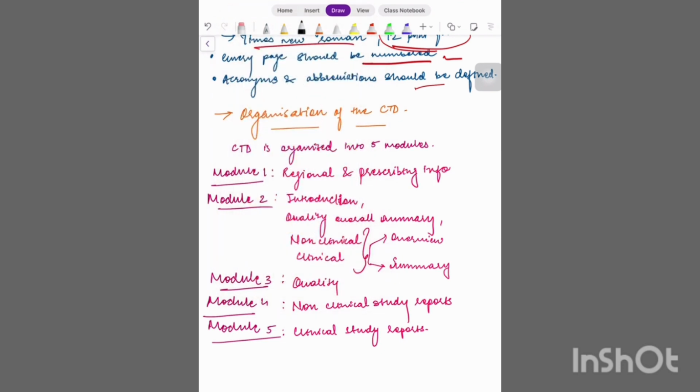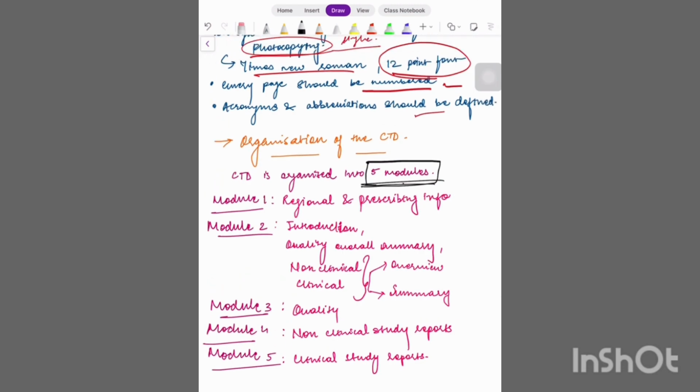CTD is organized into 5 modules. This is something very important, it can be asked numerous times. How many modules does CTD have? You should have it on the tip of your tongue that it has 5 modules, and you should be able to at least name them. Okay, so module 1 is regional and prescribing information.